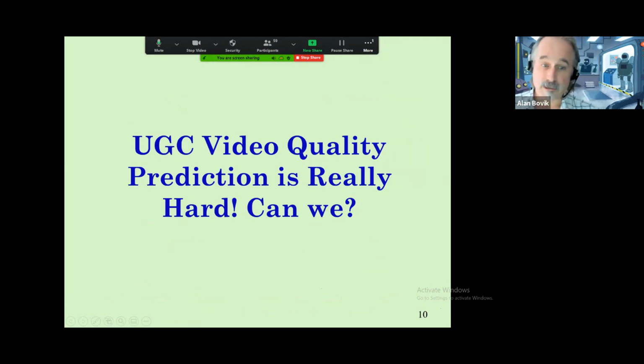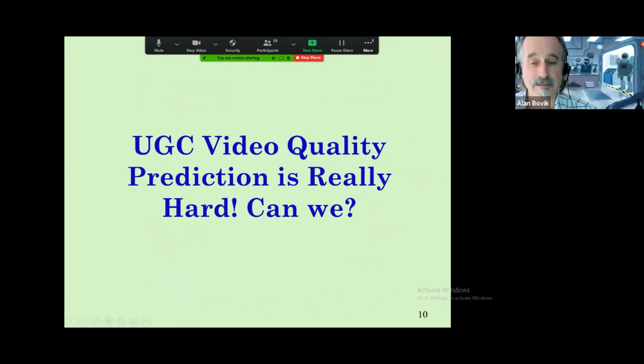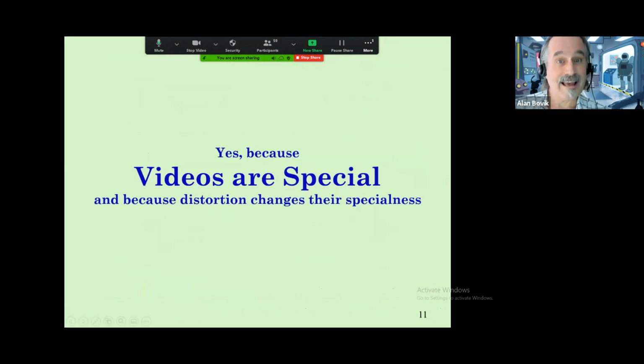Okay, so again, it's really hard. All these distortions, the way they interact with content and with other distortions. And we also have to account for how the human visual system works. That has to be modeled too, because it affects all of this. So it's an amazingly hard problem. Can we even do it? Well, the answer I'm going to give is yes.